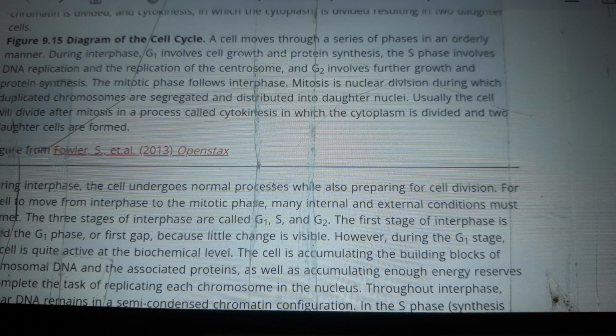Usually the cell would divide after mitosis in a process called cytokinesis, in which the cytoplasm is divided and two daughter cells are formed. During interphase, the cell undergoes normal processes while also preparing for cell division. For a cell to move from interphase to mitotic phase, many internal and external conditions must be met. The three stages of interphase are called G1, S, and G2. The first stage of interphase is called the G1 phase, or first gap, because little change is visible. However, during G1 stage, the cell is quite active at the biochemical level.